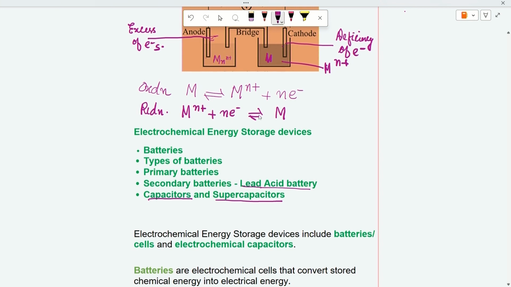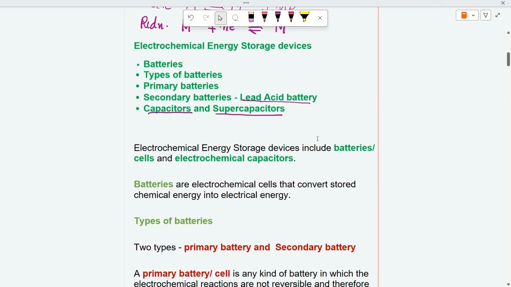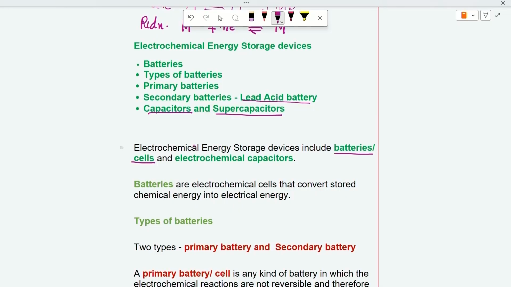Now, let us see first what they are. Electrochemical energy storage devices include batteries or cells. We call them batteries or cells. The common nomenclature used for cells is batteries, where common people say it is a battery, but in scientific terms we usually mention it as a cell. Now, we have the electrochemical capacitors. This is a new advancement in which capacitors are used as electrical energy storage devices.